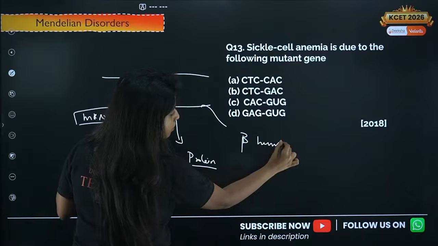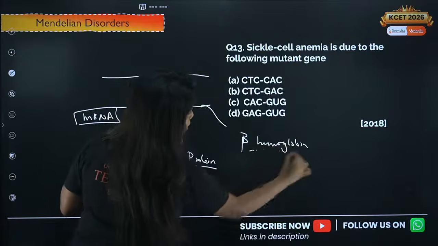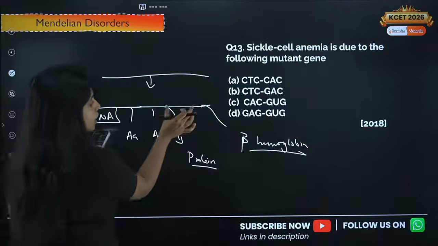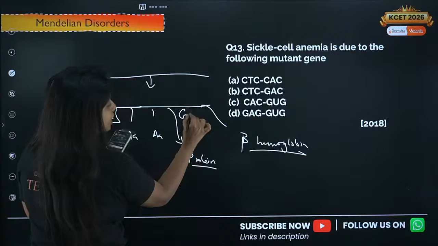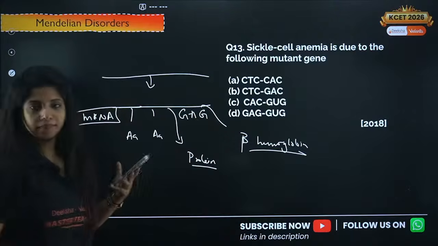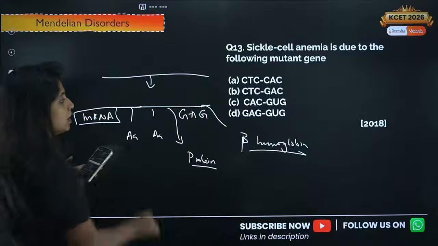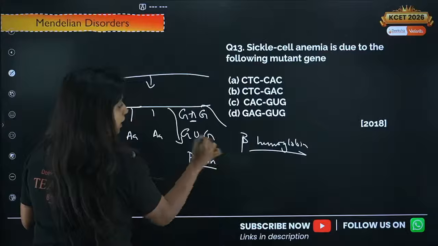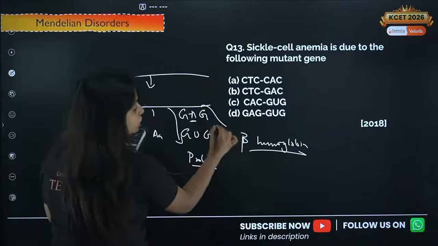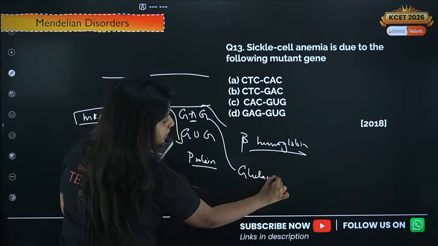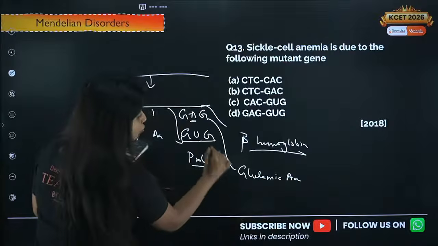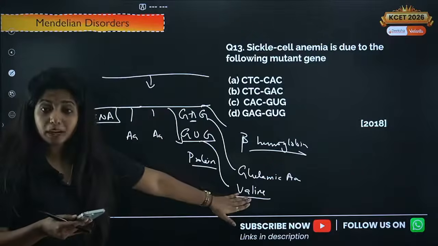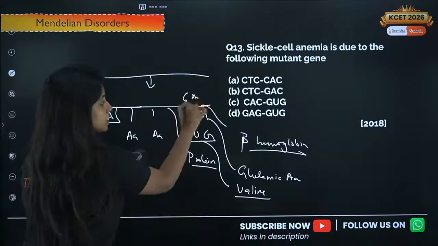For forming the beta hemoglobin chain, which is a protein, you need so many amino acids, right? So one codon is there which is GAG. But somehow A is replaced by U. GAG usually codes for glutamic acid, but now since it is GUG, it will be coding for another amino acid known as valine. And this is on the 6th position, the 6th codon.